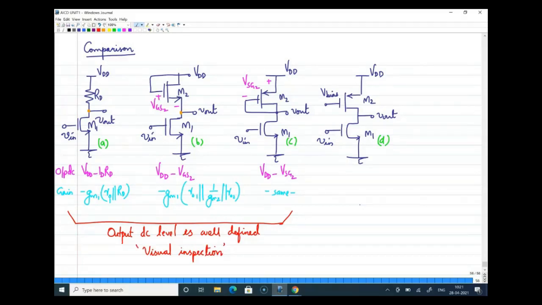Now coming to the last circuit, where you have two current sources, M1 and M2, the load transistor is not diode connected. So what can you comment on the output DC level of this particular circuit? By just visual inspection, can you say that the output DC level of this circuit is this much or this much? Can you clearly say that?